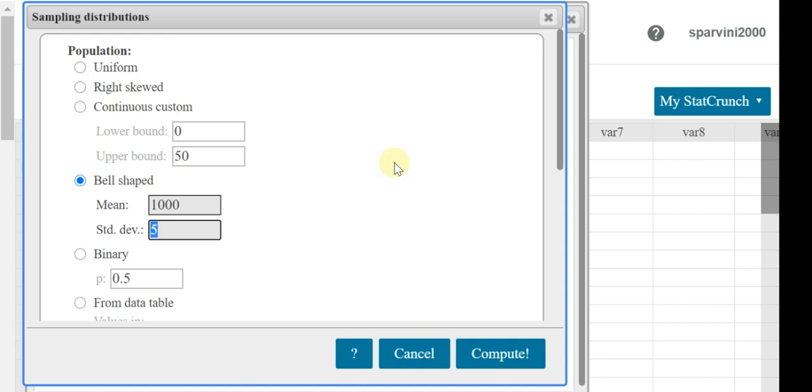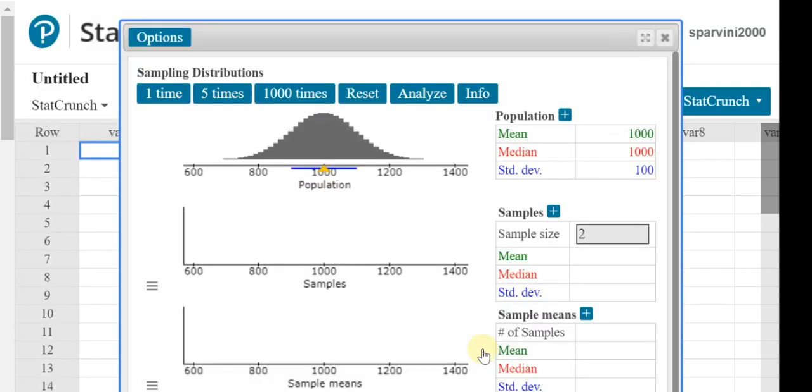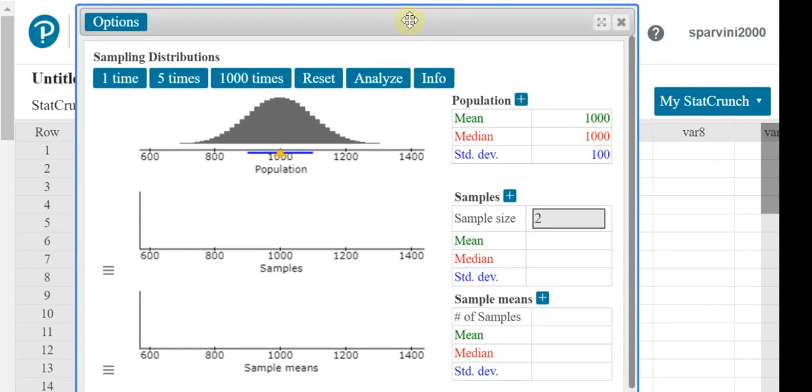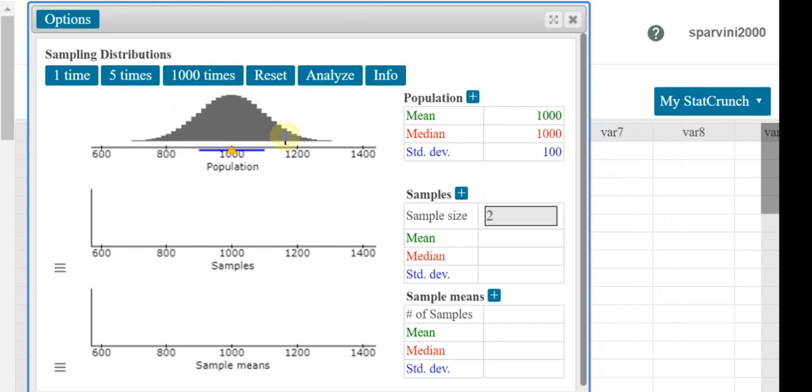Now this time I'm sampling from a normal population with a mean of 1,000, and let me make the standard deviation, let's make that 10. That's too narrow. Let's make it 100. Okay, compute, and there you go. So we have our normal. This is the population that we are going to get our samples from.